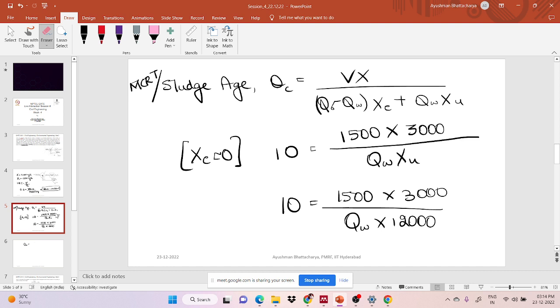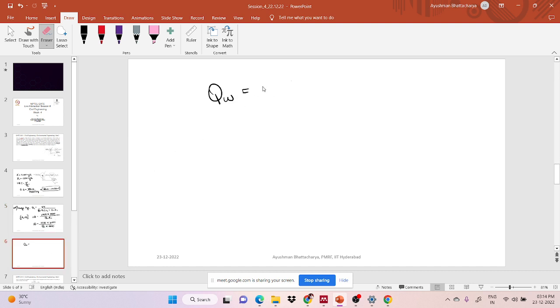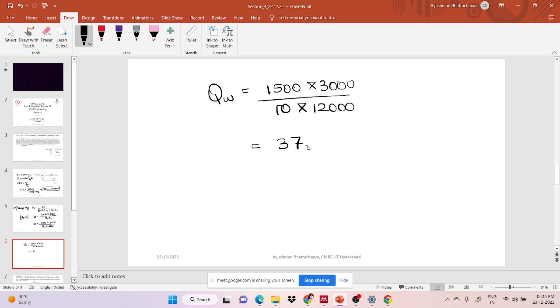So QW basically is 1500 into 3000 divided by 10 into 12,000. So you will get QW as 37.5 meter cube per day.